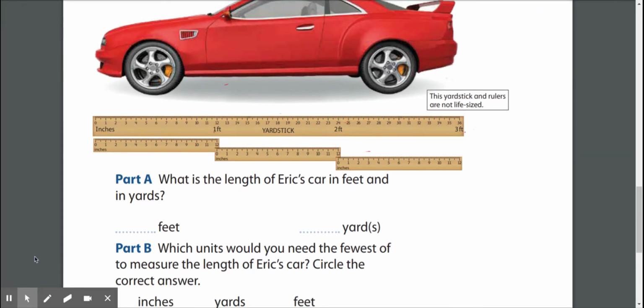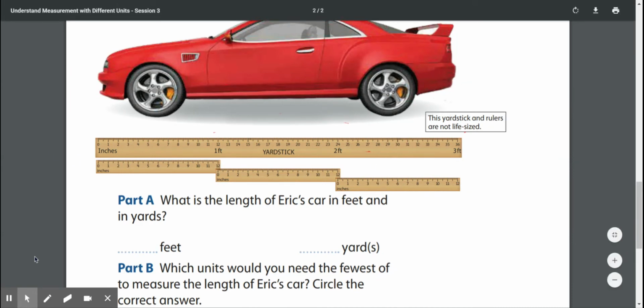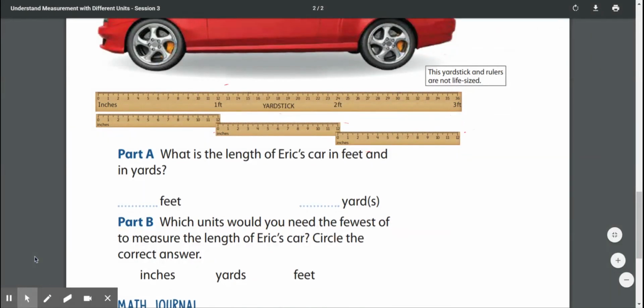Part A, what is the length of Eric's car in feet and in yards? So you're going to look at the yardstick. How many feet? Put it here, and how many yards? So you're going to use a yardstick and the rulers.